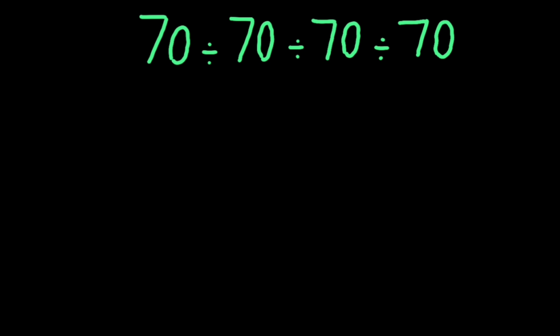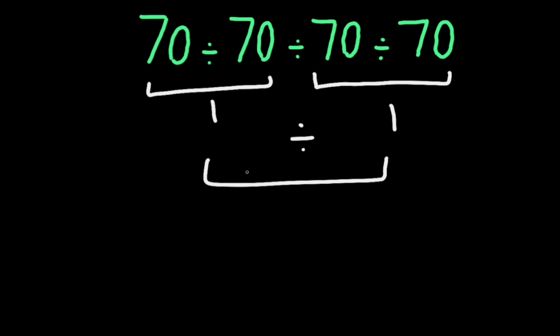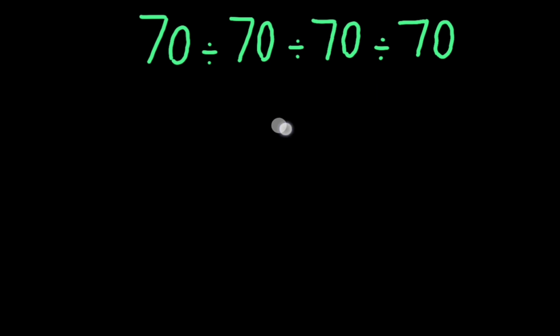Now let's solve this math expression. 70 divided by 70 equals 1 and 70 divided by 70 equals 1. Now 1 divided by 1 equals 1, but this answer is not correct. Because according to the rules of mathematics, we know that when we have more than one division in one expression, we have to solve from left to right.